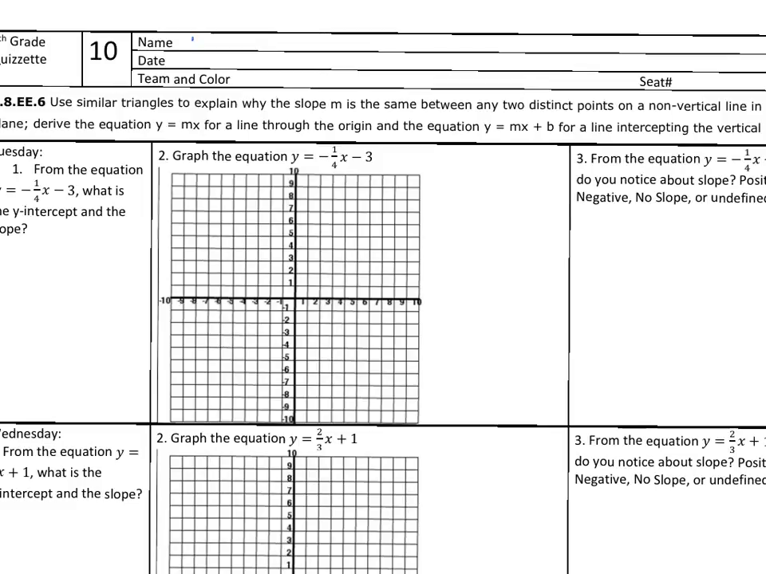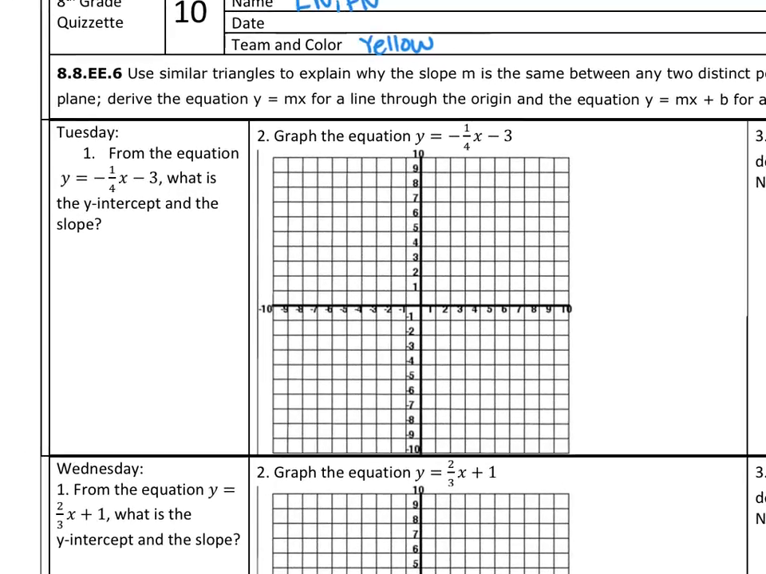Today we'll be watching a video on 8th grade 10. Go ahead and write your last name, comma, first name, the date, and just your color. Now, if you were here yesterday, we did take some notes on slope and y-intercept and the slope-intercept form. But if you were not here, it's simple enough for you to catch up.